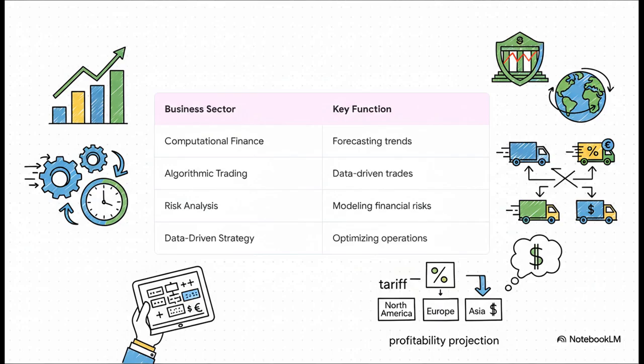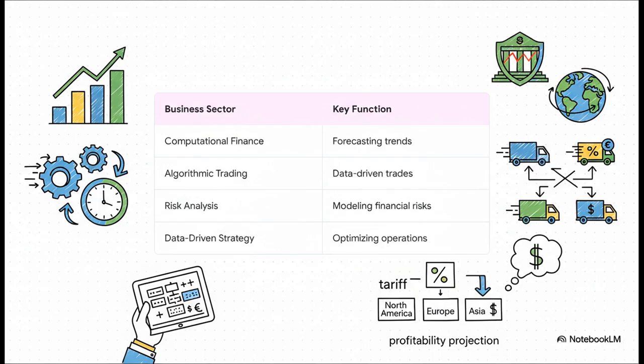Then you've got algorithmic trading. High-frequency trading firms use matrices to solve complex systems of equations in real time. We're talking microseconds, allowing them to spot and exploit these tiny, fleeting price differences in the market. In risk analysis, banks and financial institutions use matrix models to run stress tests. They simulate what would happen to their entire loan portfolio if, say, interest rates suddenly spiked. And finally, data-driven strategy.